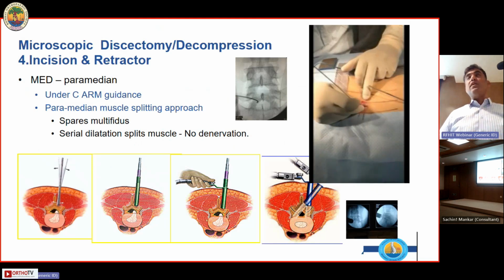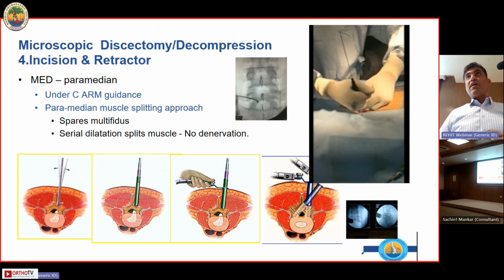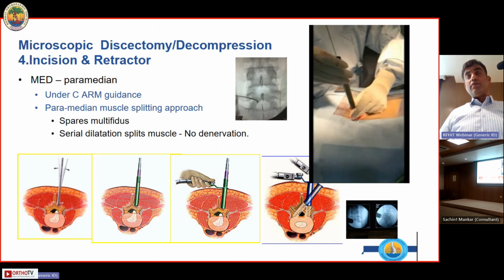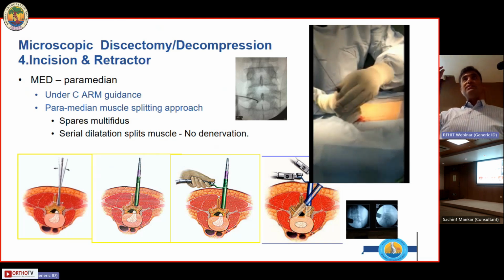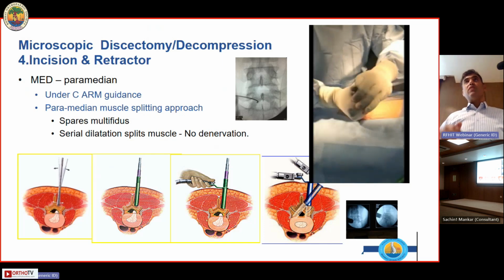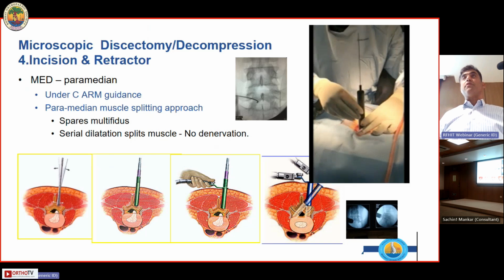And this can be avoided, and all the disadvantages of microdiscectomy can be bypassed using a microendoscopic tubular dissection surgery, where you have a paramedian incision and, with the help of a guide wire and then serial dilators, which results in dilation of the muscle without having to really strip off the muscle. There is no need of actually stripping off muscles from bone.